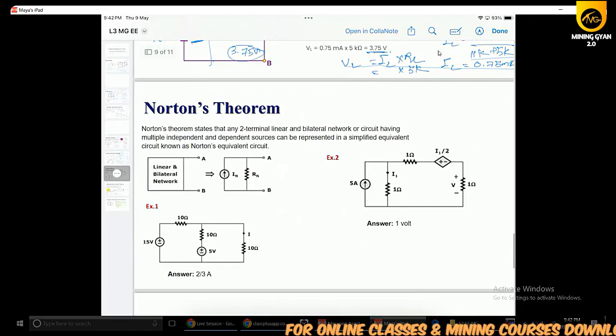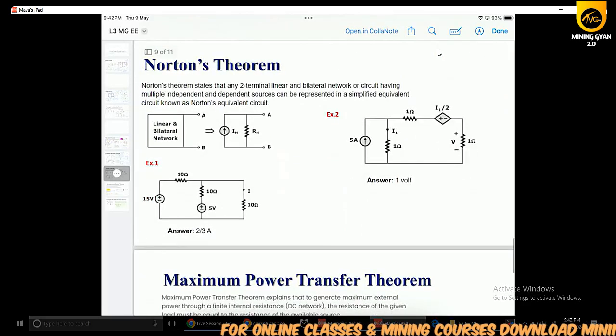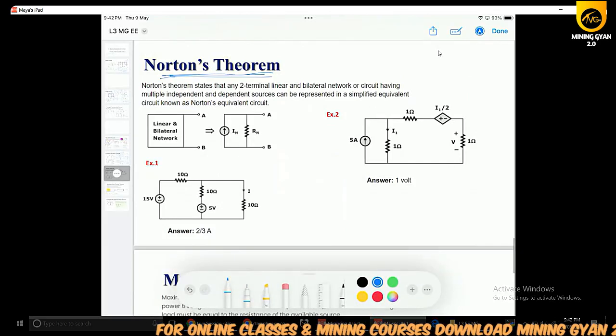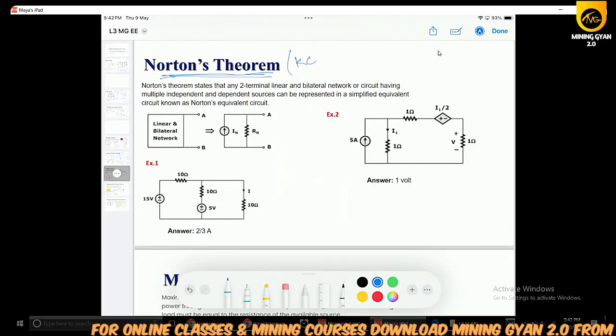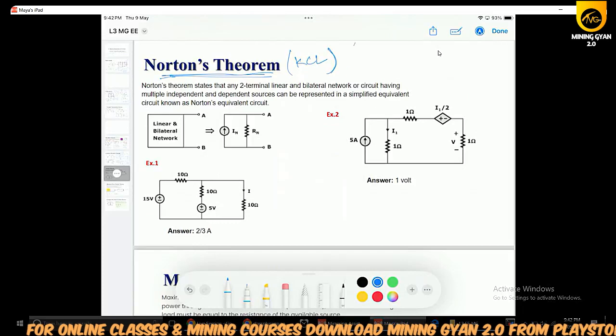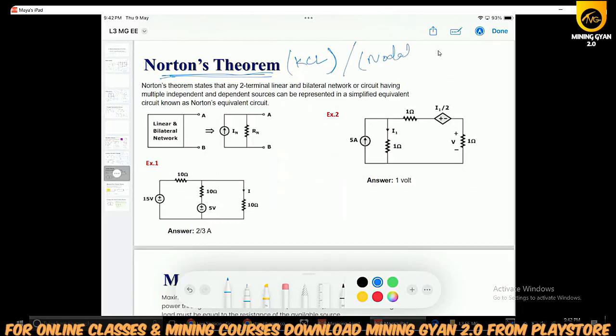That will be your Thevenin's theorem. Next, Norton's theorem. In the case of Norton's theorem, we want to go for KCL or nodal analysis, because it's easy to apply nodal analysis in a circuit, meaning if there are parallel branches. So what does it say?